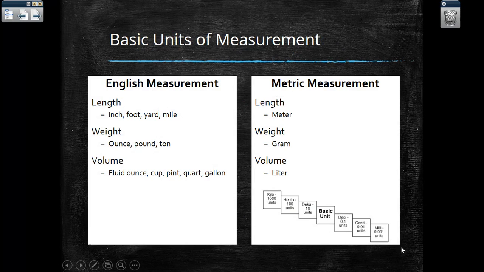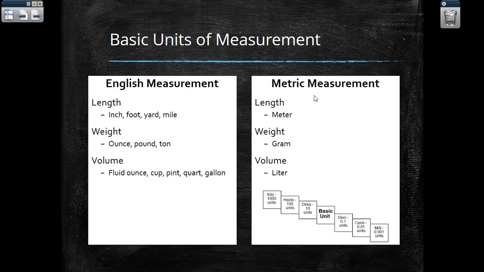Basic units of measure. All right, we have two different categories here. We have the English measurement, which is what we use here in the United States, and we have the metric measurement, which is pretty much used everywhere else in the world. The English measurement for length is the inch, foot, yard, and mile. The English measurement for weight is the ounce, pound, and ton. The English measurement for volume, which is liquid, is going to be fluid ounce, cup, pint, quart, and gallon.